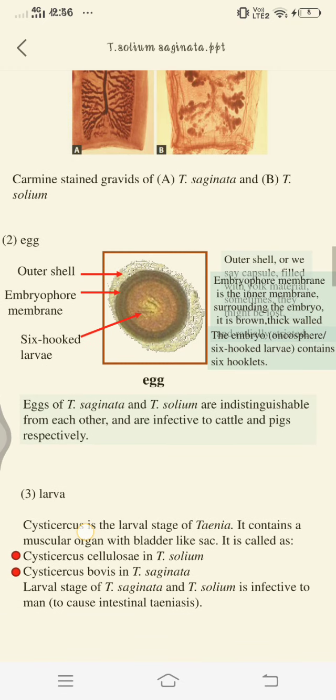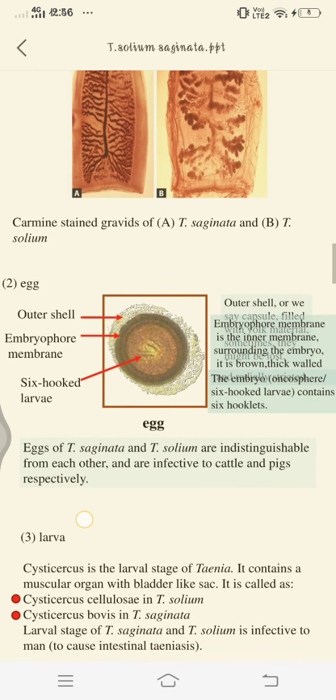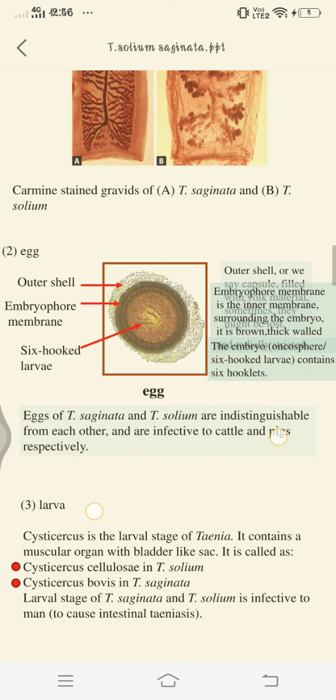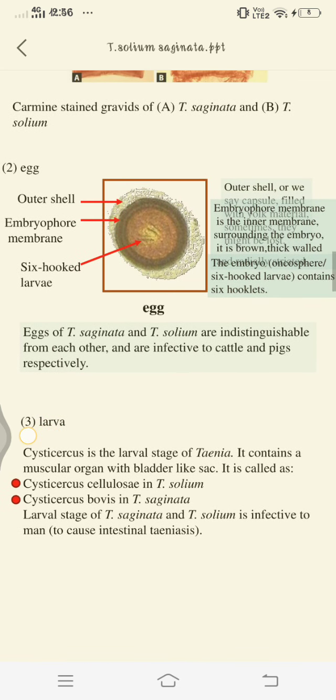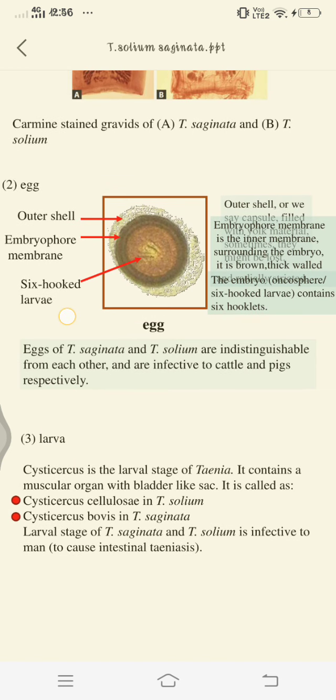And eggs of saginata and solium are indistinguishable from each other and are infective to cattle and pigs respectively. So the egg is not the infective form to humans; by this statement we can understand. Then what is the infective form? The larval form is the infective form, which is causing infection. This is known as Cysticercus.